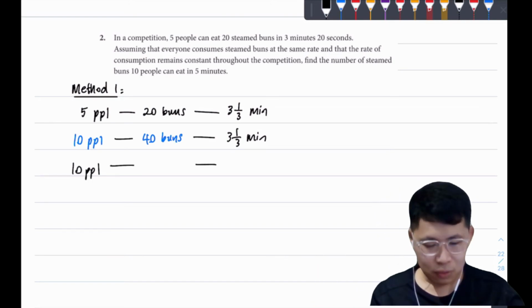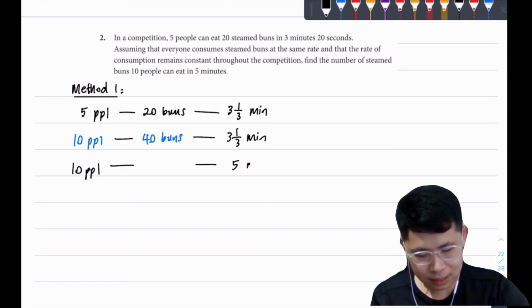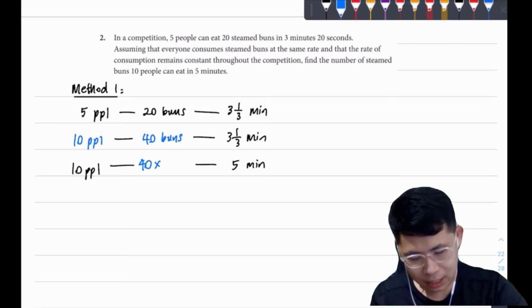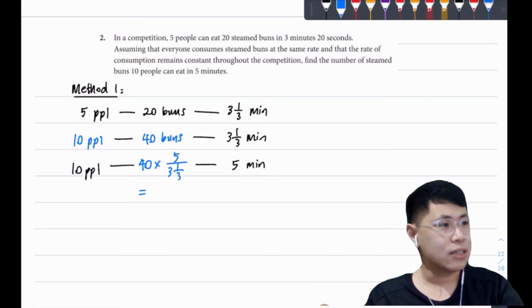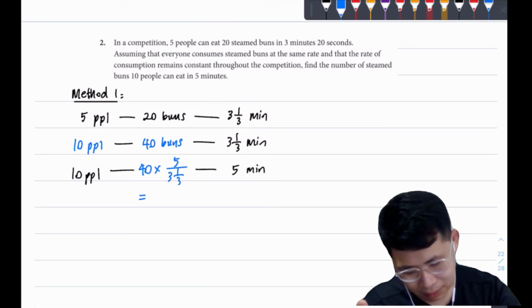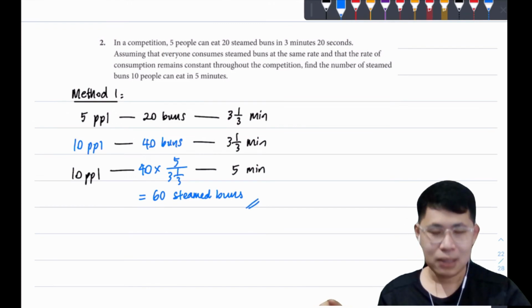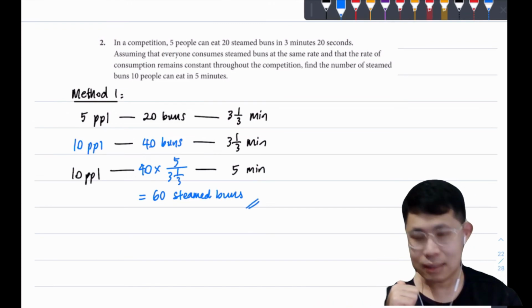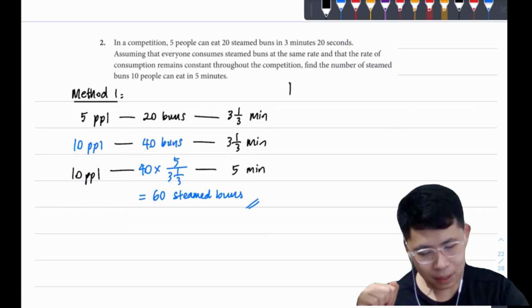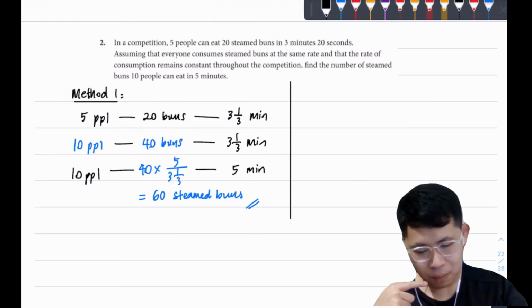So instead of this one, I'm going to make this 5 minutes. So 40, right? So 40, I need to divide by 3 and 1/3. I need to multiply by 5. So this is going to give me 60 steam buns. Okay, so the number of steam buns is going to be 60 steam buns. Okay, now with this, let us explore method 2.